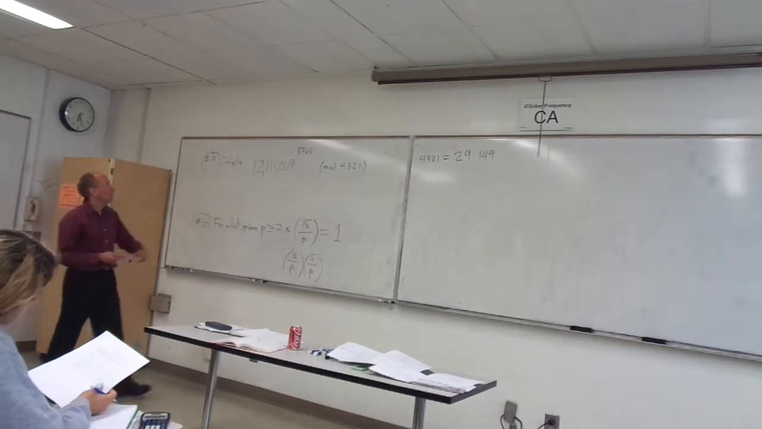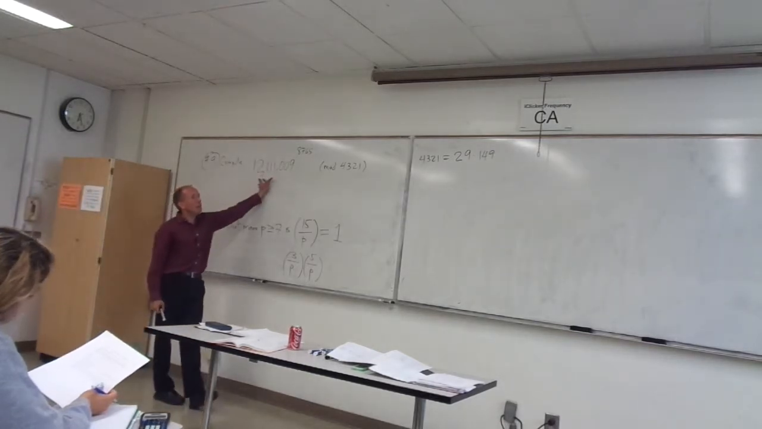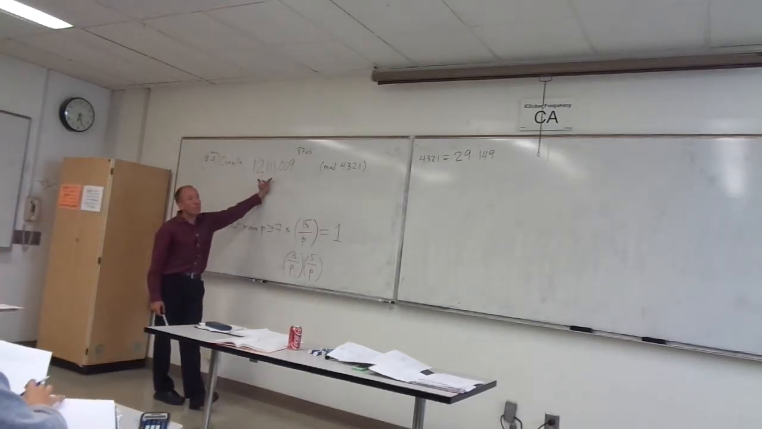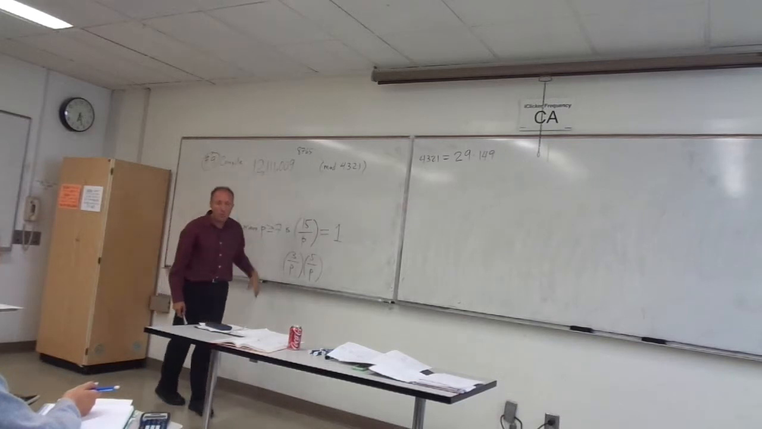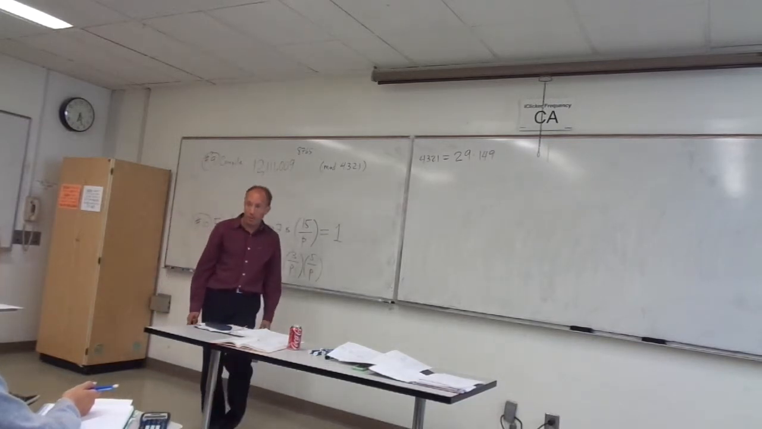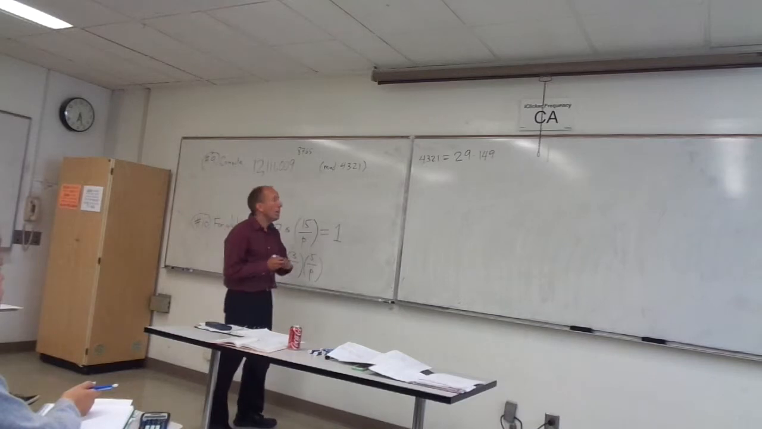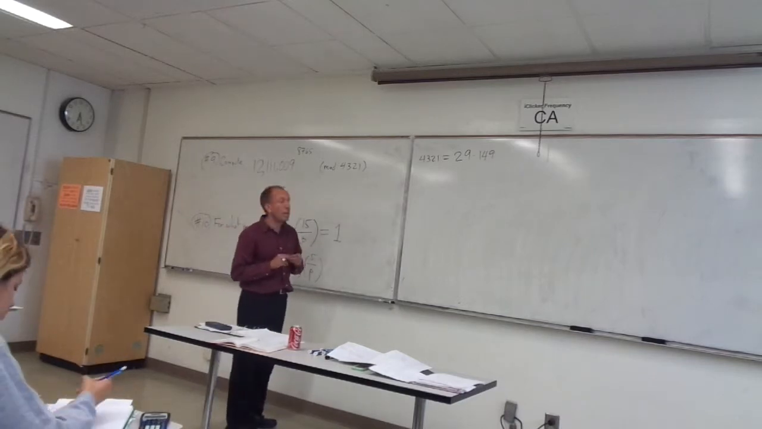Reduce 12 million, whatever, mod 4321. Reduce this thing down. Now, the thing is, 29 and 149 are primes. So we could compute what this thing is mod 29, compute what it is mod 149, and then use the CRT. So I'm going to suggest that's a good way to do it.